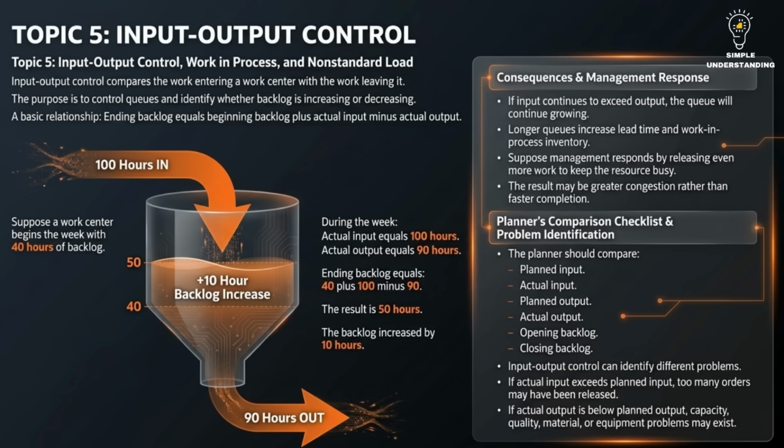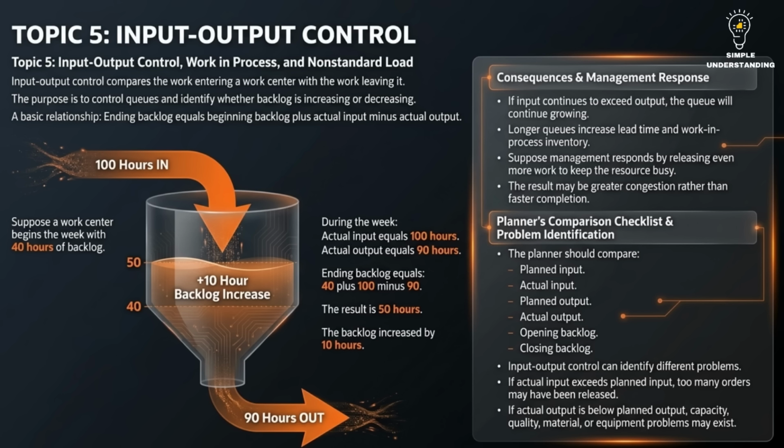Topic 5. Input-output control, work in process, and non-standard load. Input-output control compares the work entering a work center with the work leaving it. The purpose is to control queues and identify whether backlog is increasing or decreasing. A basic relationship is ending backlog equals beginning backlog plus actual input minus actual output.